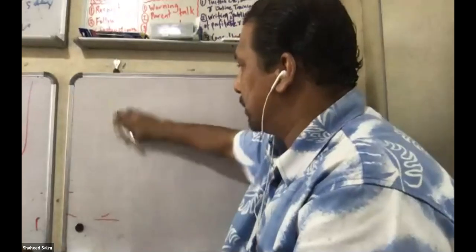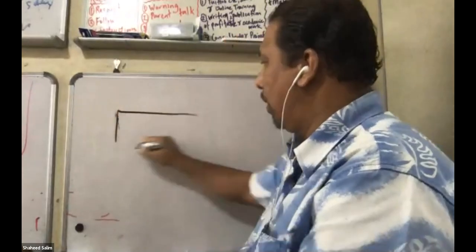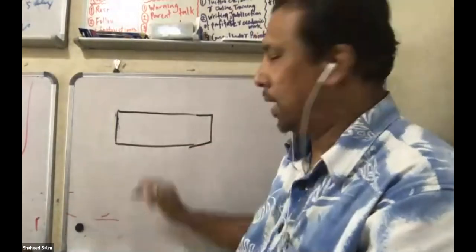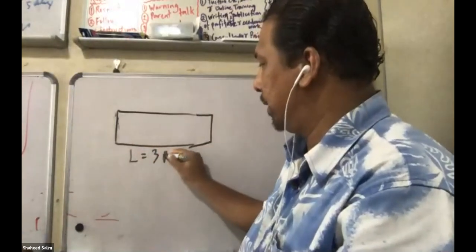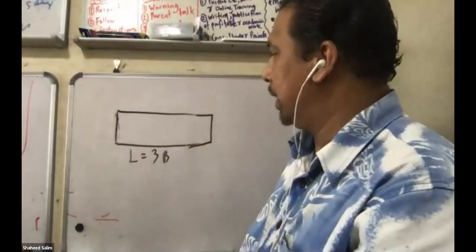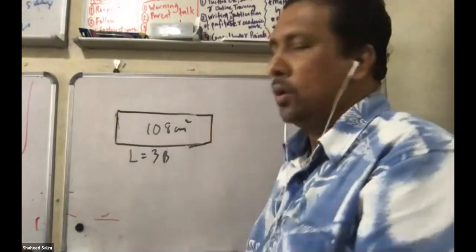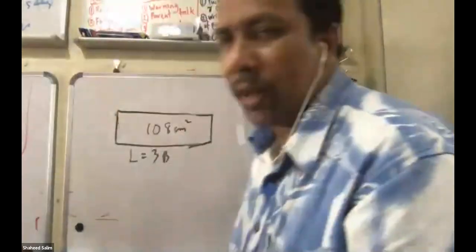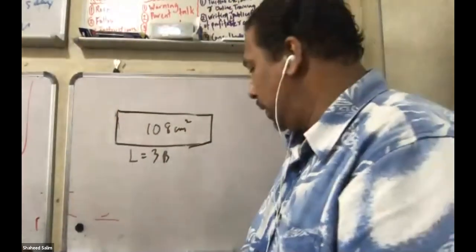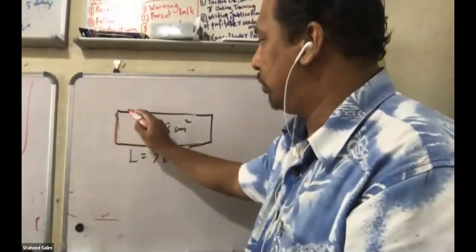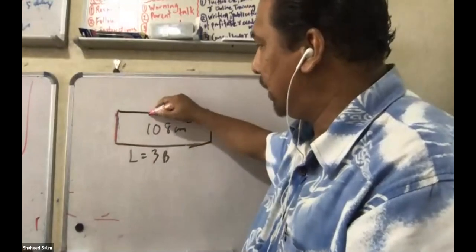This is quite a tricky question. The length of this rectangle is 3 times the breadth. They tell us that the area is 108 square cm. We want to find what's the length and what is the breadth. So over here, if this is the breadth and you can fit 3 breadth into the length, that means I can divide the length into 3 breadth.